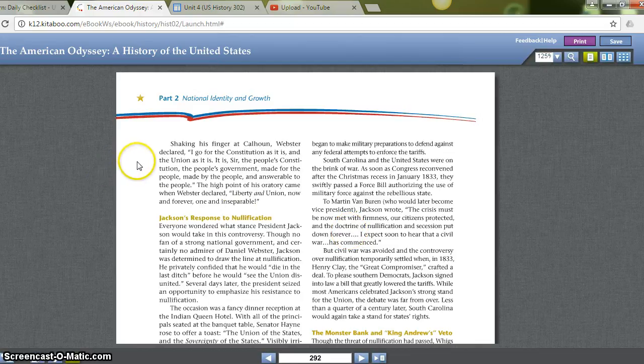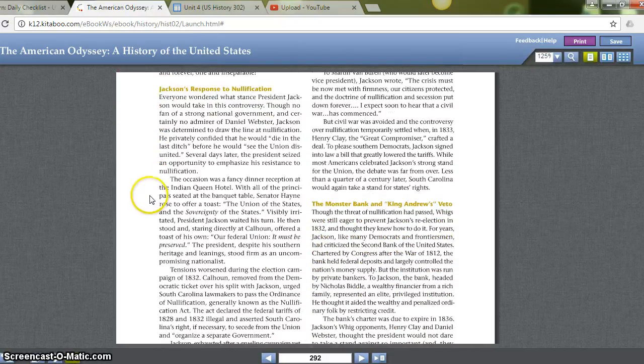Shaking his finger at Calhoun, Webster declared, "I go for the Constitution as it is, and the Union as it is. It is, sir, the people's Constitution, the people's government, made for the people, made by the people, and answerable to the people." The high point of his oratory came when Webster declared, "Liberty and Union, now and forever, one and inseparable."